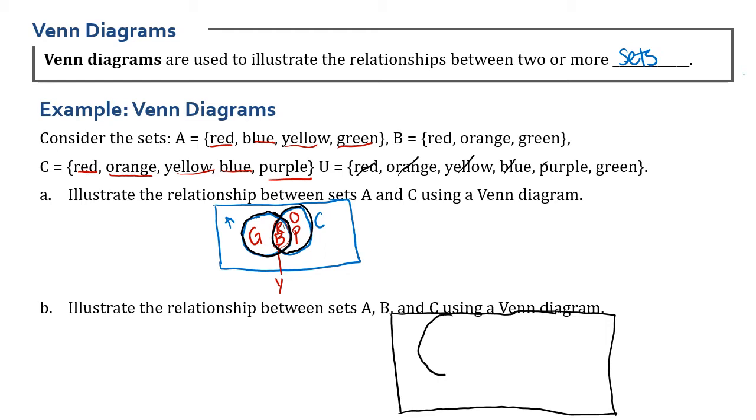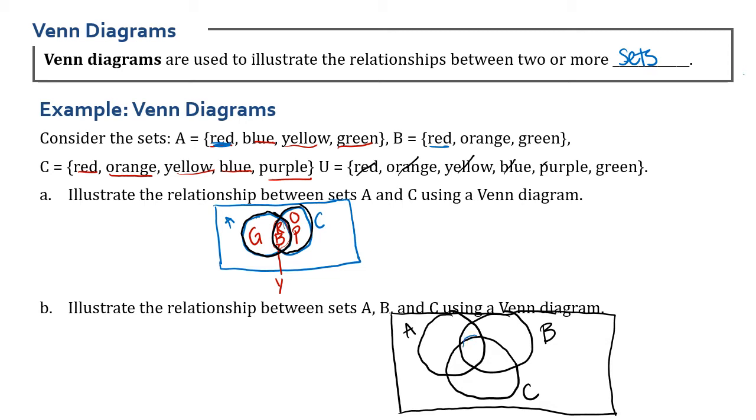To illustrate the relationship between sets A, B, and C, when you have three of them, you'll draw two circles that are overlapping on top, and then we'll draw a circle on the bottom. Again, where these intersect, that's the intersection of these sets. So if I was looking at set A and set B, what's in both A and B? Well, I see red is in both A and B, and green is in both A and B. But actually, before I do that, I shouldn't have started there. You always want to start in the middle.